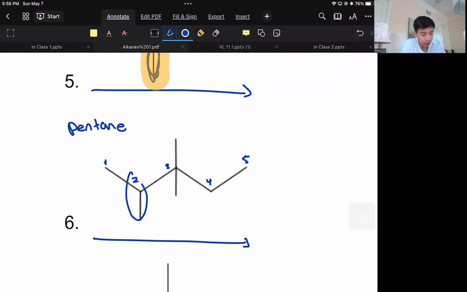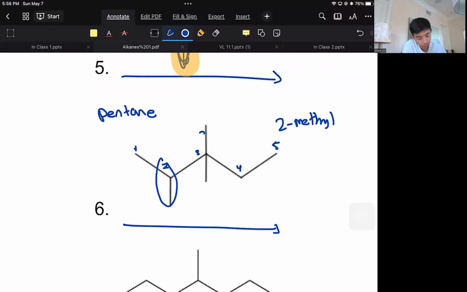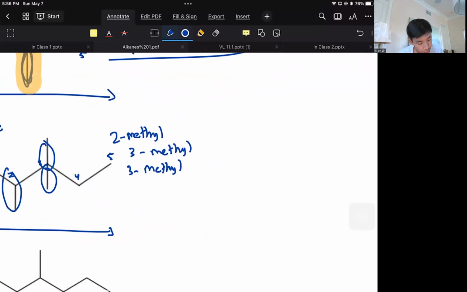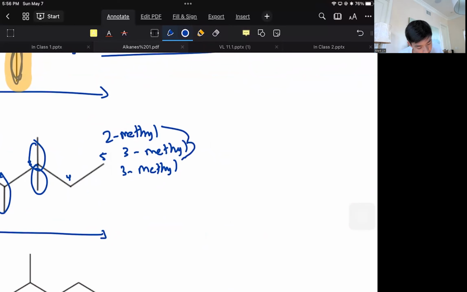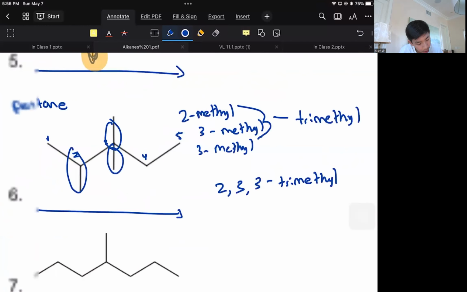All right, so at number two, we have a methyl. At number three, we have a methyl. And then we also have another one right here, a methyl. That's it. So here we have one, two, three, which is going to give us a trimethyl. In order to name them, we just list them in numerical order. So it's going to be 2, comma 3, comma 3, trimethyl pentane.